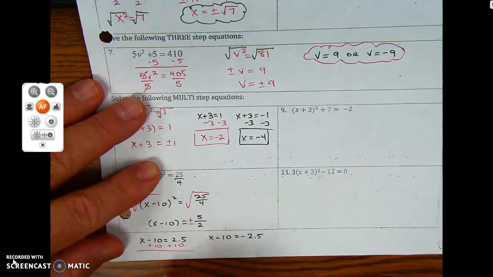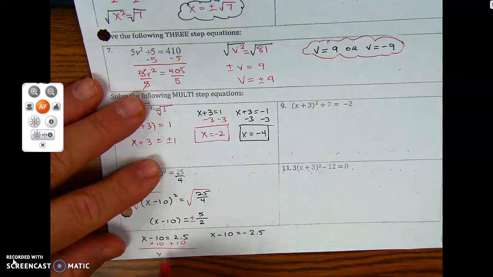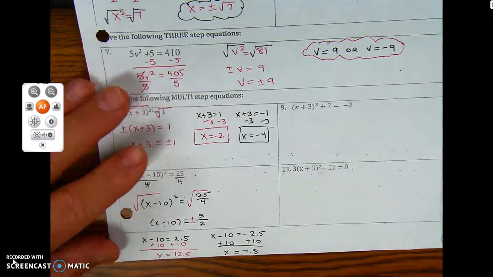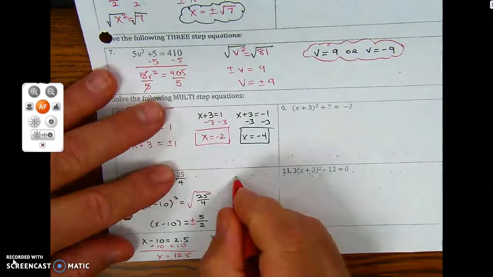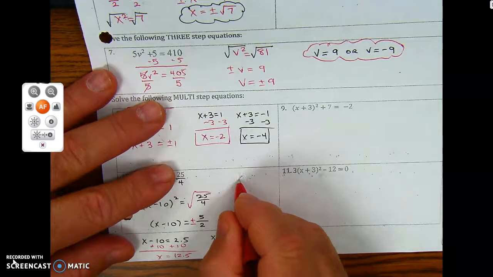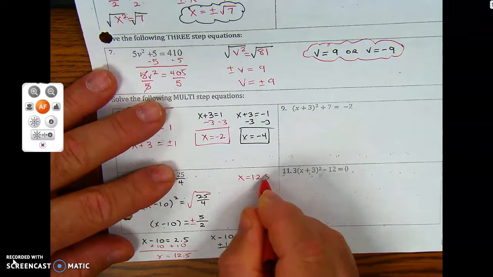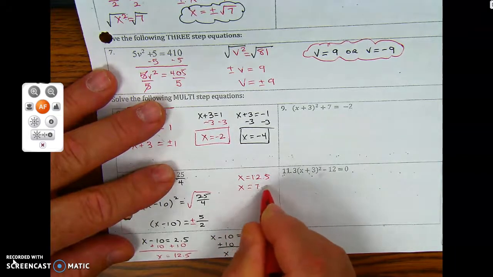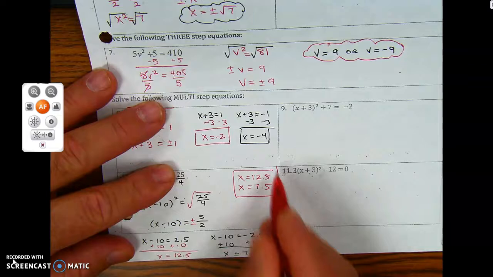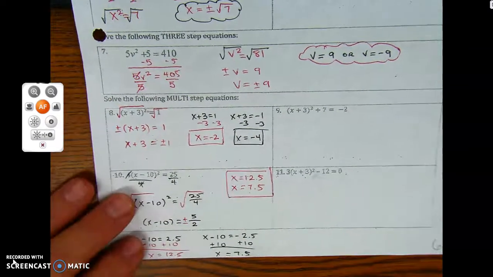Guys, I was able to change this to a decimal because I didn't have to round it off. If you have to round it off, then don't change it to a decimal is what I'm saying. Plus 10, plus 10, x equals 7.5, I believe. So my two answers are x equals 12.5 and x equals 7.5. Right?